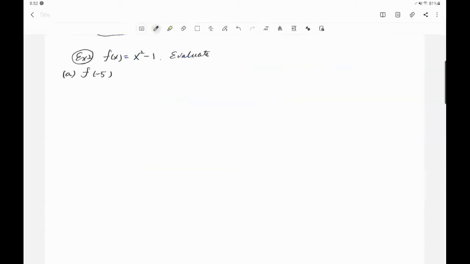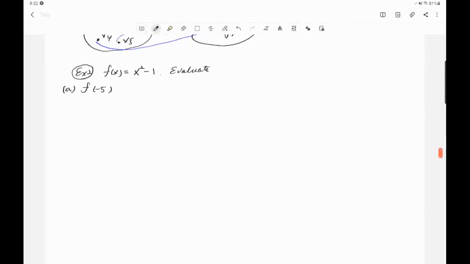Okay, next example is evaluating f of x. Evaluate means we're going to find the value. As you see this, x is the input, right? So f of negative 5 means this negative 5 is the input. So we're going to replace x with negative 5. So what we're going to do is plug in negative 5 for x.